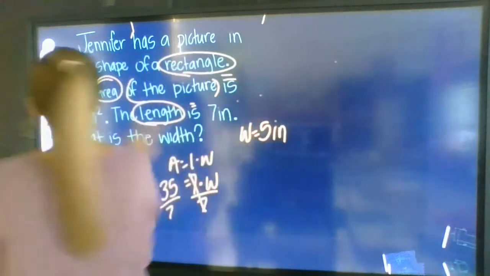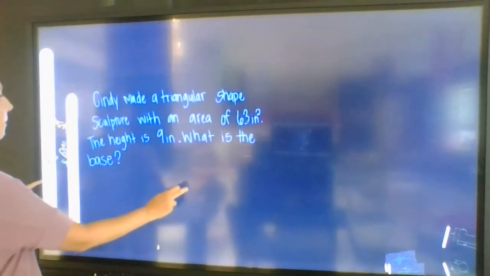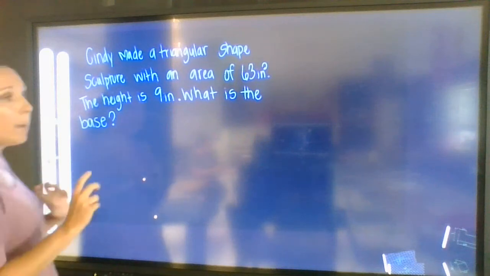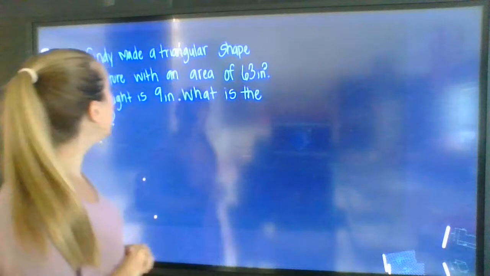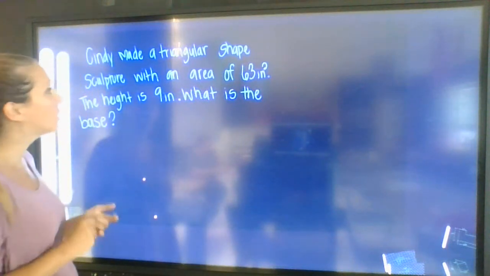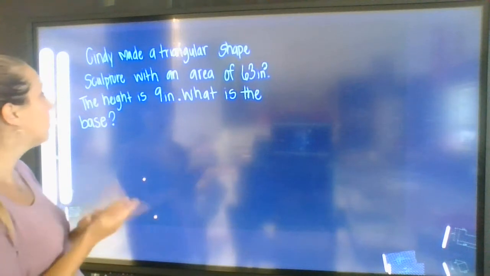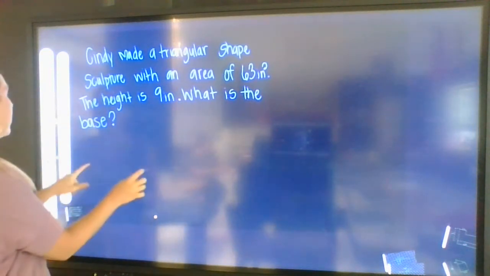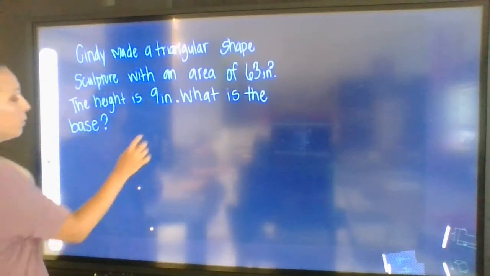All right, so let's take a look at a little bit of a harder one, which is triangles. Now, with triangles, we are going to write the formula again, but it can be done a lot of different ways, but a little different. All right, so it says Cindy made a triangular shaped sculpture, with an area of 63 inches squared. The height is 9 inches. What is the base? All right, so write your formula first.